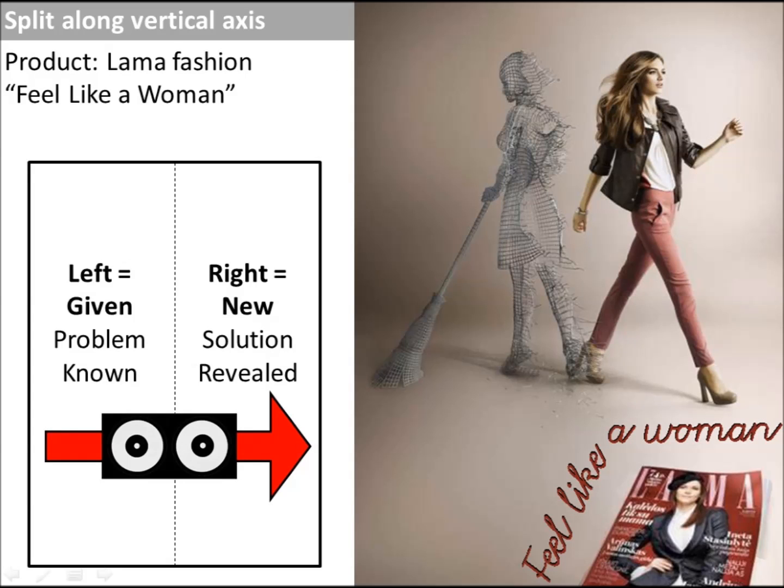The next ad is very similar, just to reinforce that idea. This time Llama Fashion, and their campaign was called Feel Like a Woman. And you see this very clear division down the center of the page, a vertical division of the image. On the left-hand side, we have the problem.